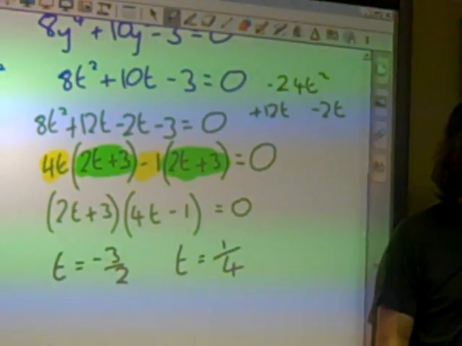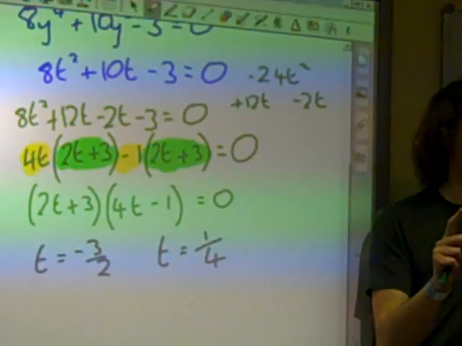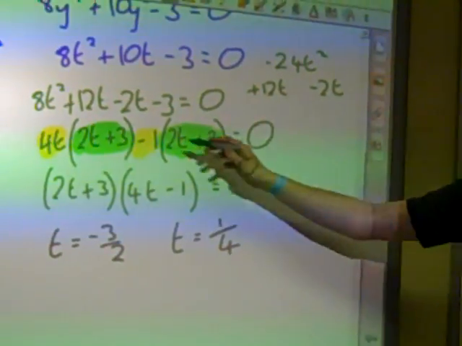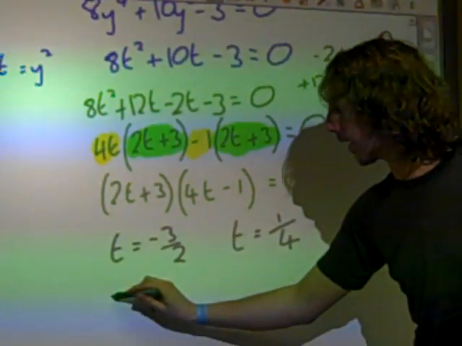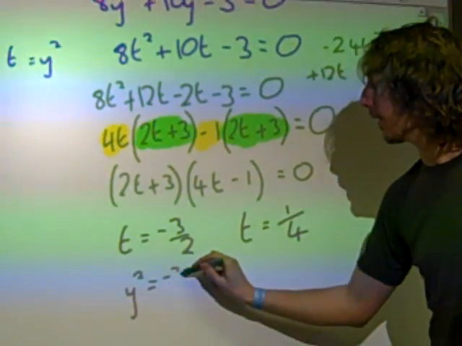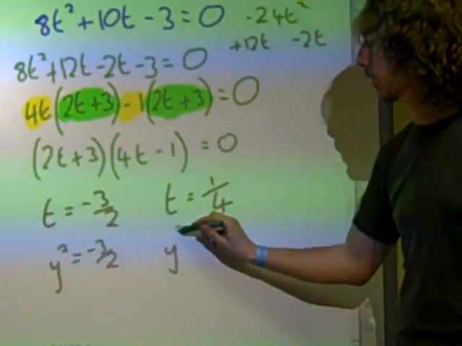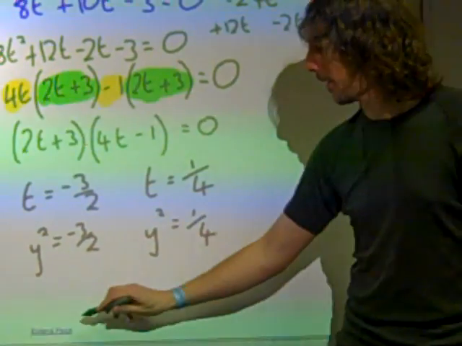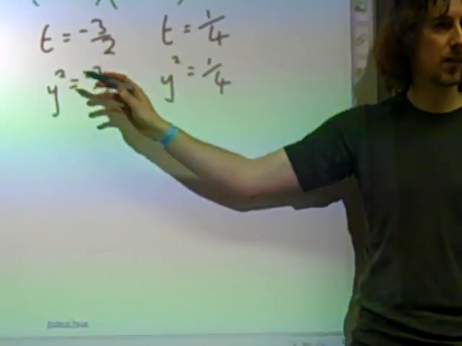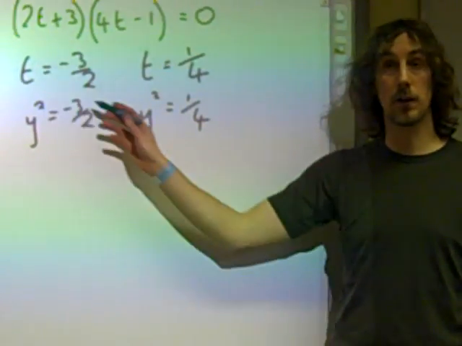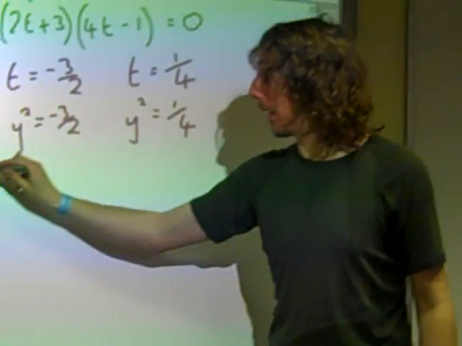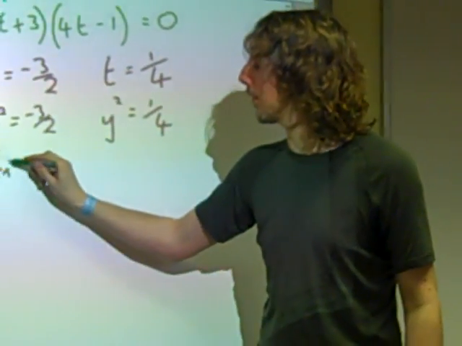Okay. Now remember, we weren't talking about t, we were talking about y right at the start. We said that t was equal to y squared. So here we're saying y squared is minus 3 over 2, and y squared is a quarter. But this one, of course, y squared being something negative, there are no real solutions to that. So here we need to acknowledge there are no real roots.